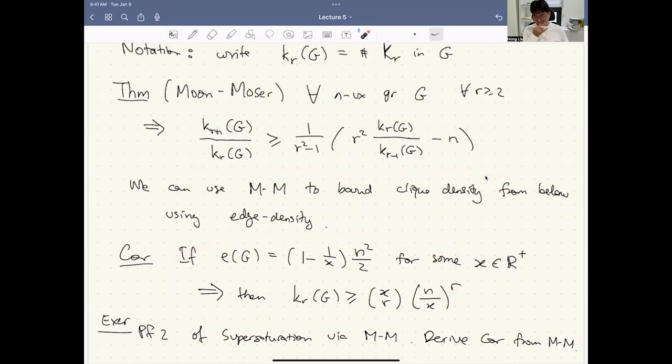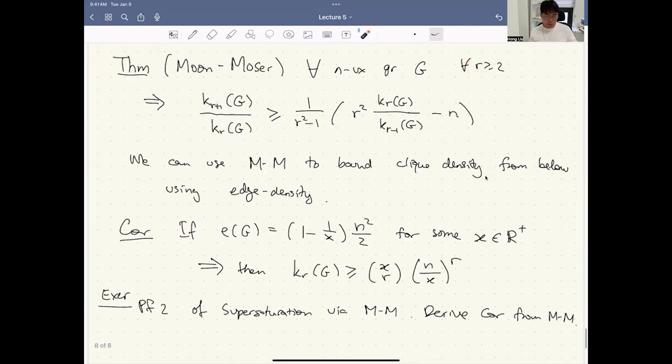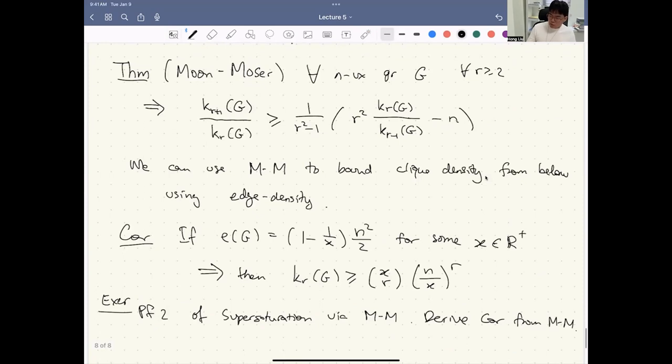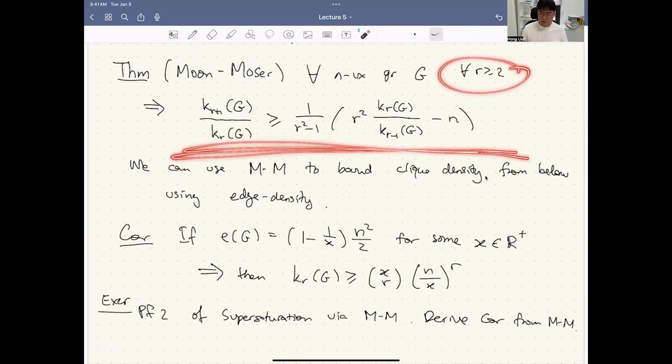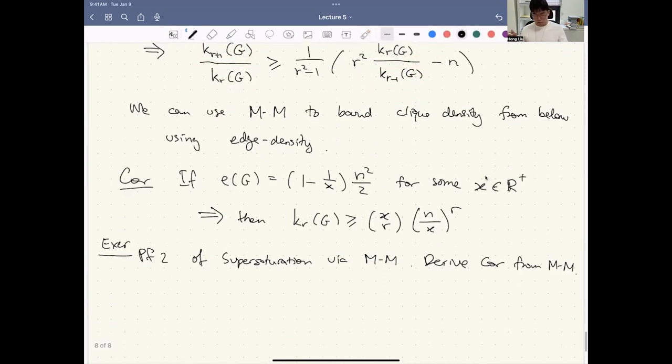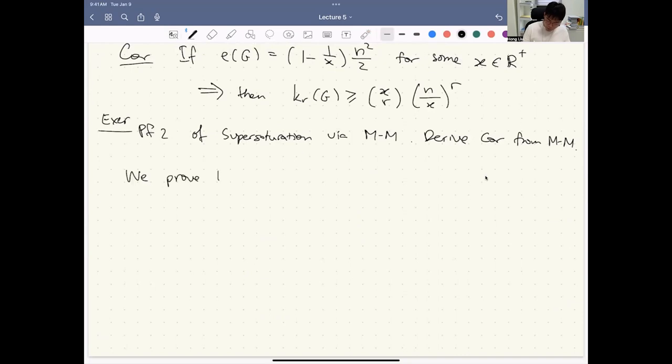So let's prove this guy. I will only prove it for r equal to 2, the simplest case. And the general case can be proved by extending this idea, the double counting idea. I'll leave it as exercise. So we're going to prove the r equal to 2 case. Let me write down what the r equal to 2 case means here. So r equal to 2, this is triangles. This is the number of edges. This is the number of vertices, k_1. So let's write it out. We prove the r equal to 2 case of Moon and Moser and leave the general case as exercise.